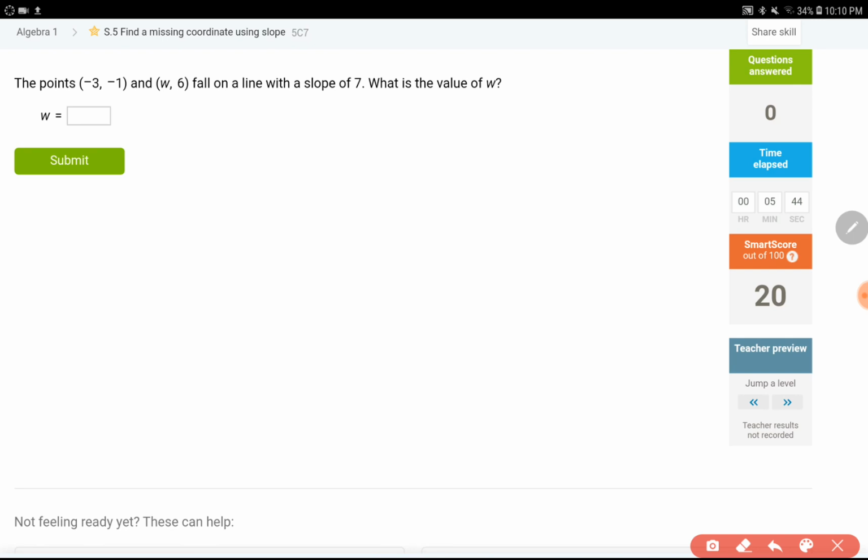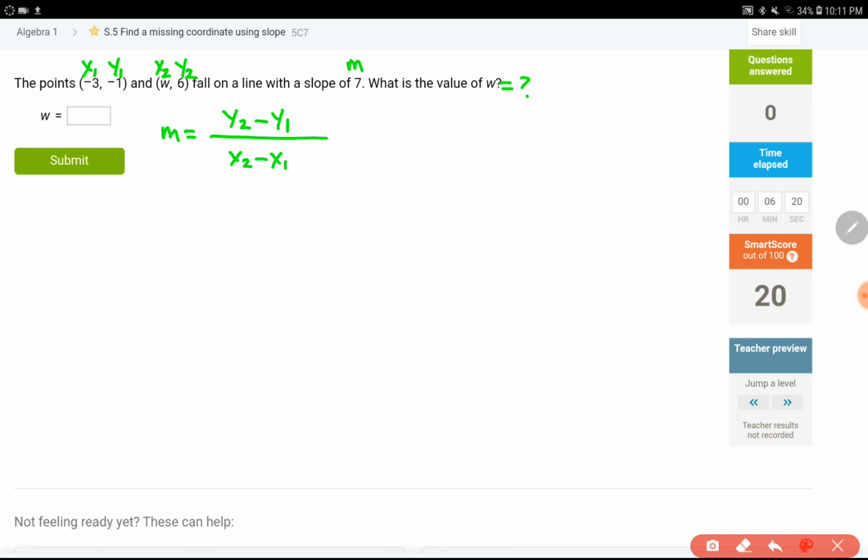Let me see the question. 2 points are given. The slope is given. It's exactly the same kind. Label the points: x1, y1, x2, and y2. This right here, that's 7, is the m. The question is, what is the w? Okay, so the formula is m equals y2 minus y1, this represents the rise, over x2 minus x1, which represents the run.